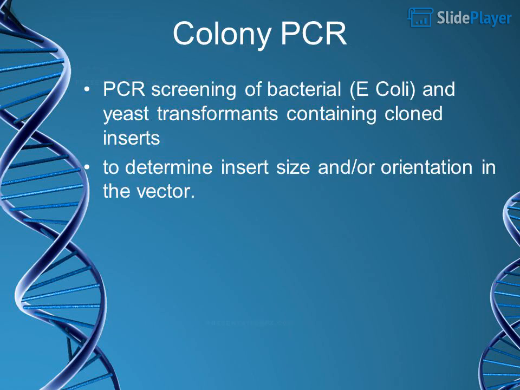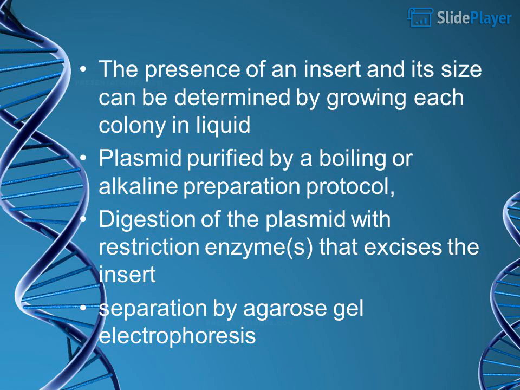Hot start PCR. Touchdown PCR. Colony PCR: PCR screening of bacterial, E. coli, and yeast transformants containing cloned inserts, to determine insert size and/or orientation in the vector. The presence of an insert and its size can be determined by growing each colony in liquid.